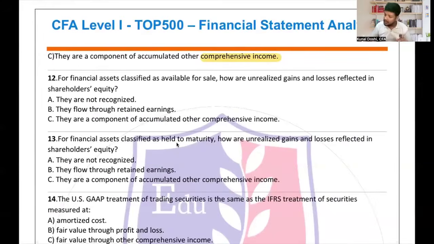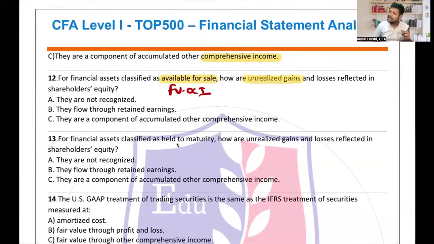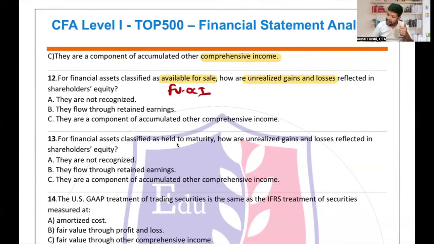See question number 12. Financial asset classified as available for sale. What is the name for available for sale? It is FVOCI. That's why the unrealized gain and loss are reflected in shareholders' equity. Are they not recognized? No, they are recognized. Do they flow through retained earnings, everyone? No, they are a component of accumulated OCI. They don't go through the income statement. They directly bypass and go into OCI. That's why the name FVOCI.